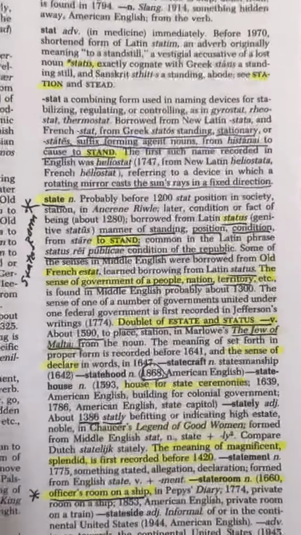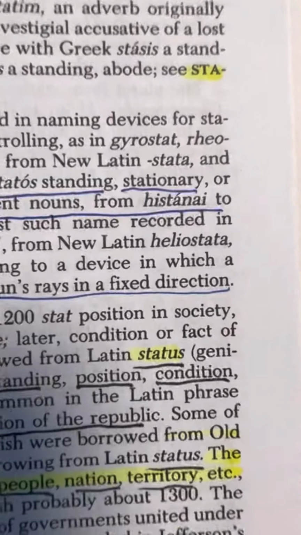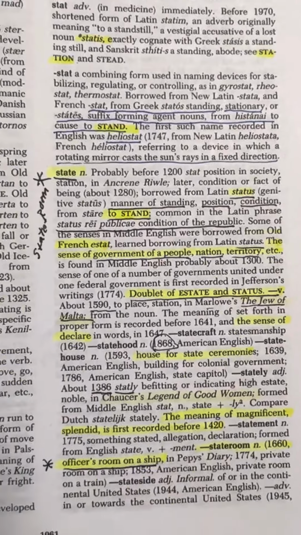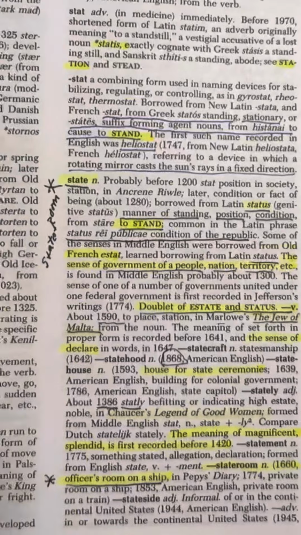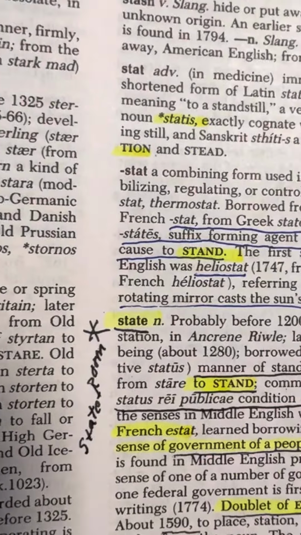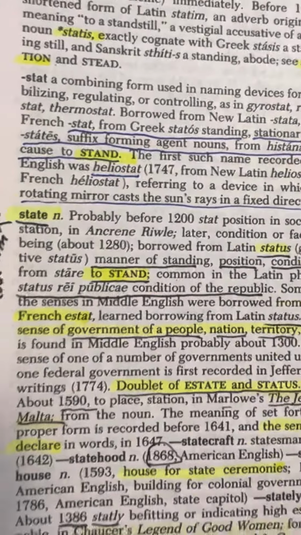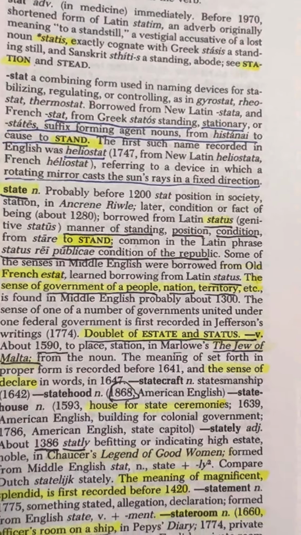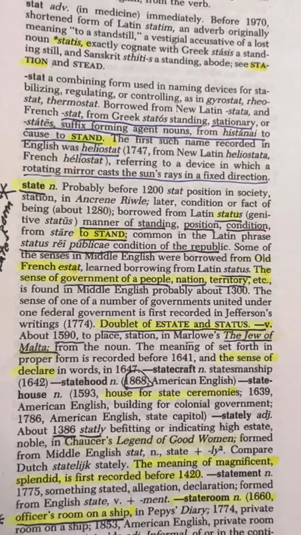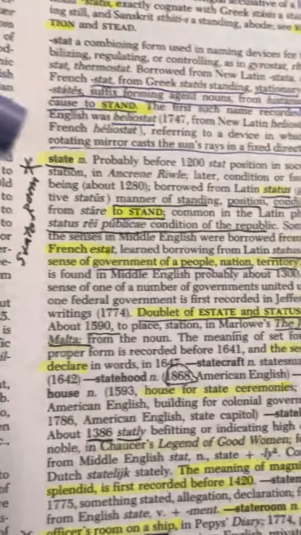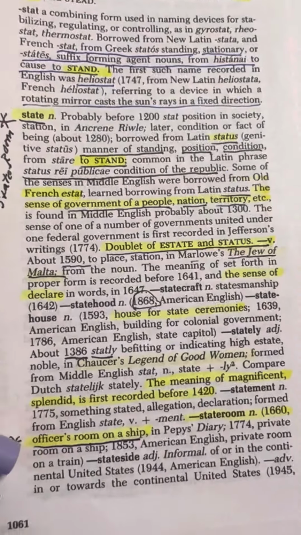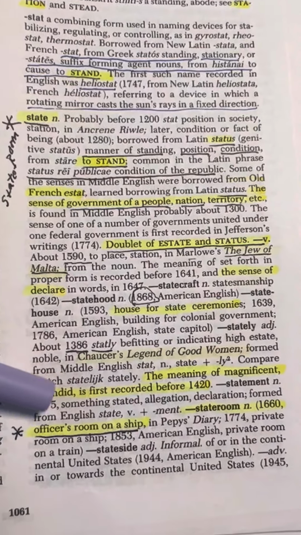Okay. And go to state, status. Your status is your state. And this is a lowercase s, just like it says in barge. To stand. Doublet of estate and status. Get my pen. Is where you stand. Okay. Officer's room on a ship.